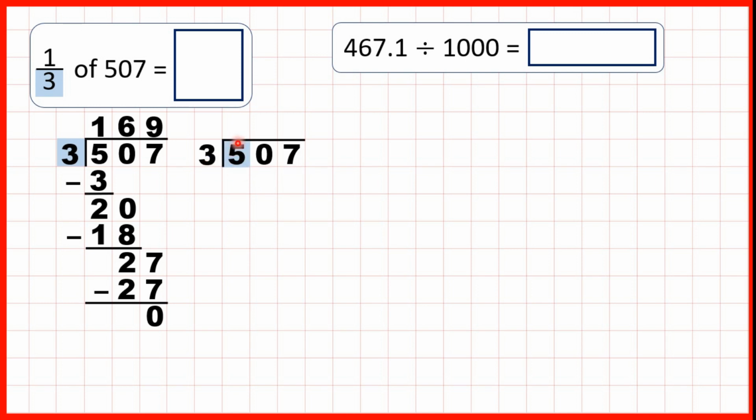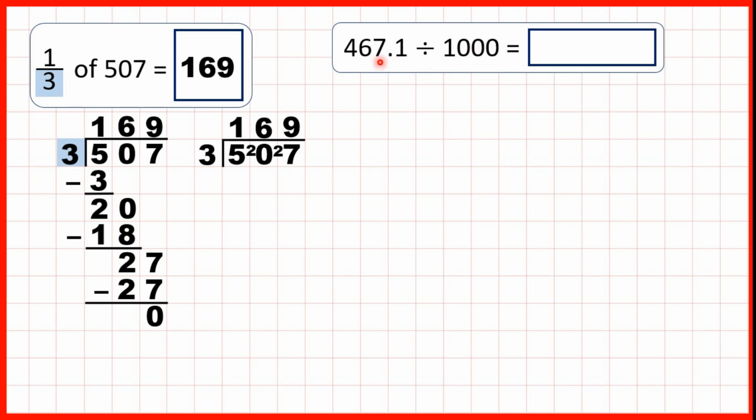We could also use short division to work this out. 5 divided by 3 is 1 remainder 2, because 1 times 3 is 3, but then we need 2 more to get to 5. 20 divided by 3 is 6 remainder 2, because 6 times 3 is 18, but then we need 2 more to get to 20. And 27 divided by 3 is exactly 9, because 9 times 3 is 27. So our answer is 169.